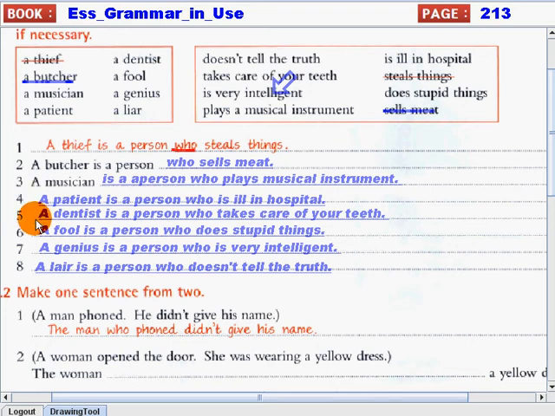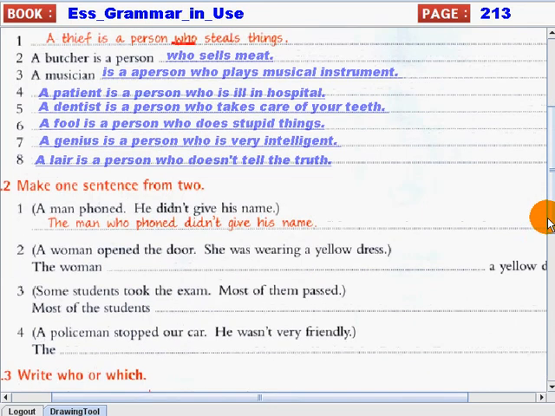Fifth, a dentist is a person who takes care of your teeth. And number 6, a fool is a person who does stupid things. Seventh, a genius is a person who is very intelligent. And number 8, a liar is a person who doesn't tell the truth. Well, guys, did you get the same answers? Wow, that's very good to hear.